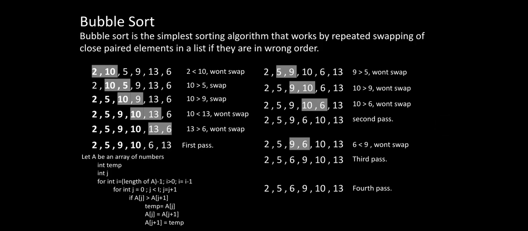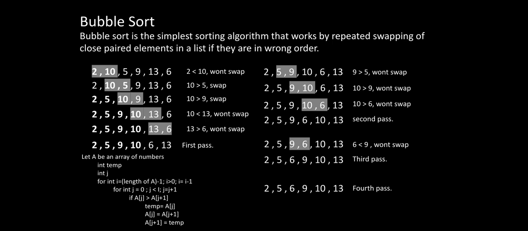Next, first we're gonna discuss the bubble sort. Bubble sort is the simplest sorting algorithm that works by repeatedly swapping adjacent pair elements in a list if they are in the wrong order. Here, this is the first pass.